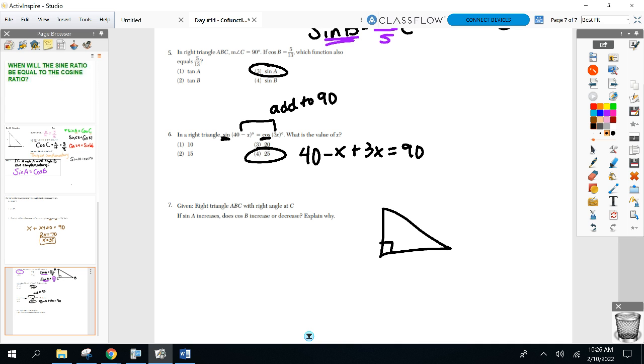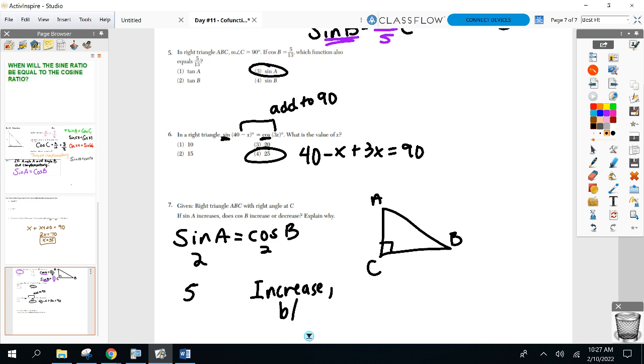Again, I gave you this. You got right triangle at C. What do you know about A and B then if angle C is your right angle? These are complementary. Right now, take a look. What do we know about those two right now? They're equal values, right? So if sine of A goes up, what's got to happen to the cosine of B? It's got to go up too because they're equal. So they're both going to increase. And an easy explanation I saw in a lot of your papers: because sine of A equals cosine B, one goes up, the other has to go up because they're equal.